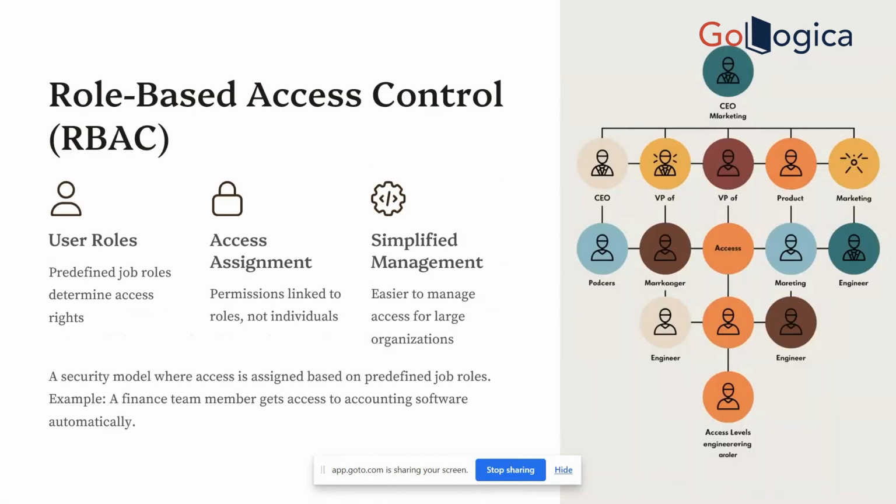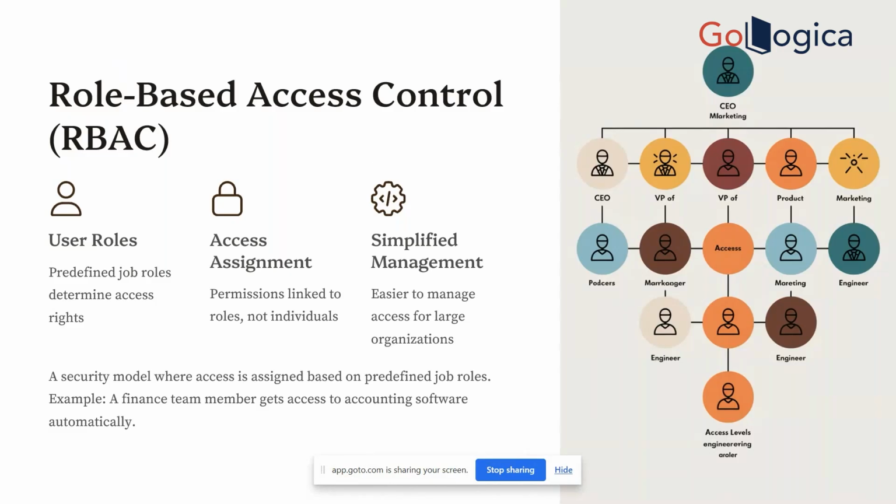Now, role-based access control. We already know access control, and we know roles. Now there is a complete picture. We call it RBAC, a term used in our IM area. As its name defines, it is role based: according to the role, we control the access. We have the user role, the access assignment, and simplified management. So how exactly does role-based access control work?